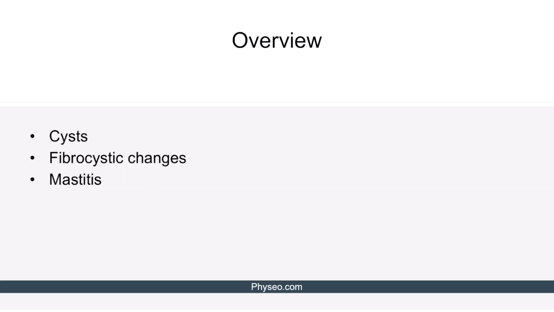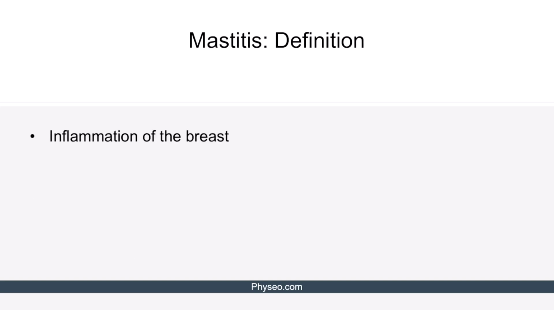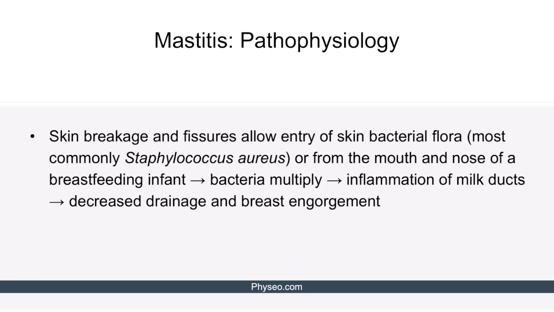All right, next, let's discuss mastitis. Here's a list of topics we'll discuss for mastitis. We'll start with definition. As the name suggests, mastitis is inflammation of breast tissue. Mastitis occurs due to skin breakage and fissures, which allow entry of the skin's bacterial flora, most commonly Staphylococcus aureus, or bacteria from the mouth and nose of a breastfeeding infant.